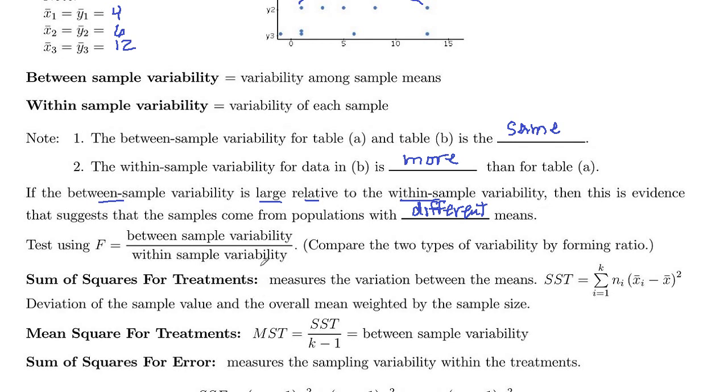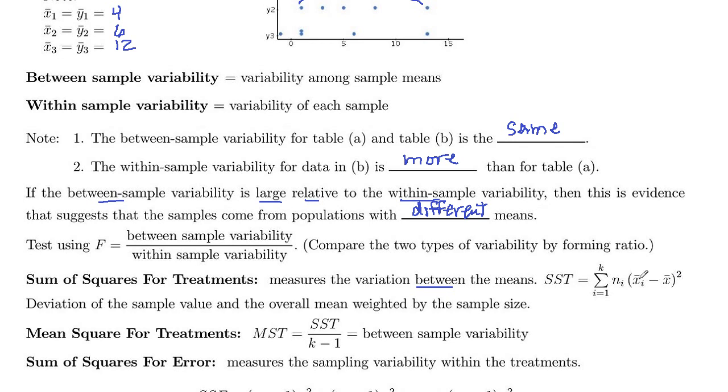So how do we actually find these quantities between sample and within sample? We looked at visually how we would find those. So we define the sum of squares for treatments as our measure of variation between the means. So the sum of squares of treatments is defined to be the sum from i equal 1 to k of n sub i, so the number in the sample, times xi bar, so that's the mean of that particular treatment, minus x bar, the mean of all the data.